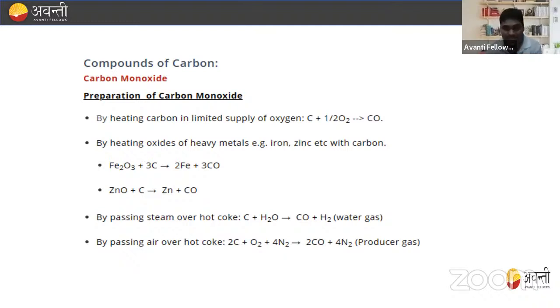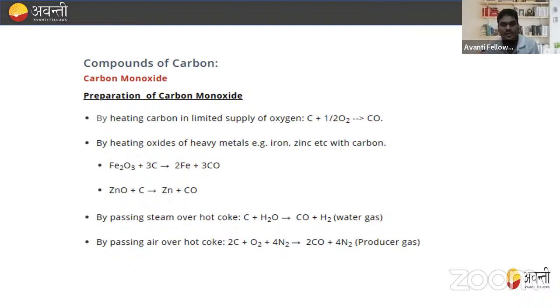Similarly, by heating oxides of heavy metals like iron and zinc with carbon, we also get carbon monoxide, right? So this is the method by which you prepare carbon monoxide: by heating carbon in a limited supply of oxygen, and by heating oxides of heavy metals like Fe2O3 and zinc oxide.